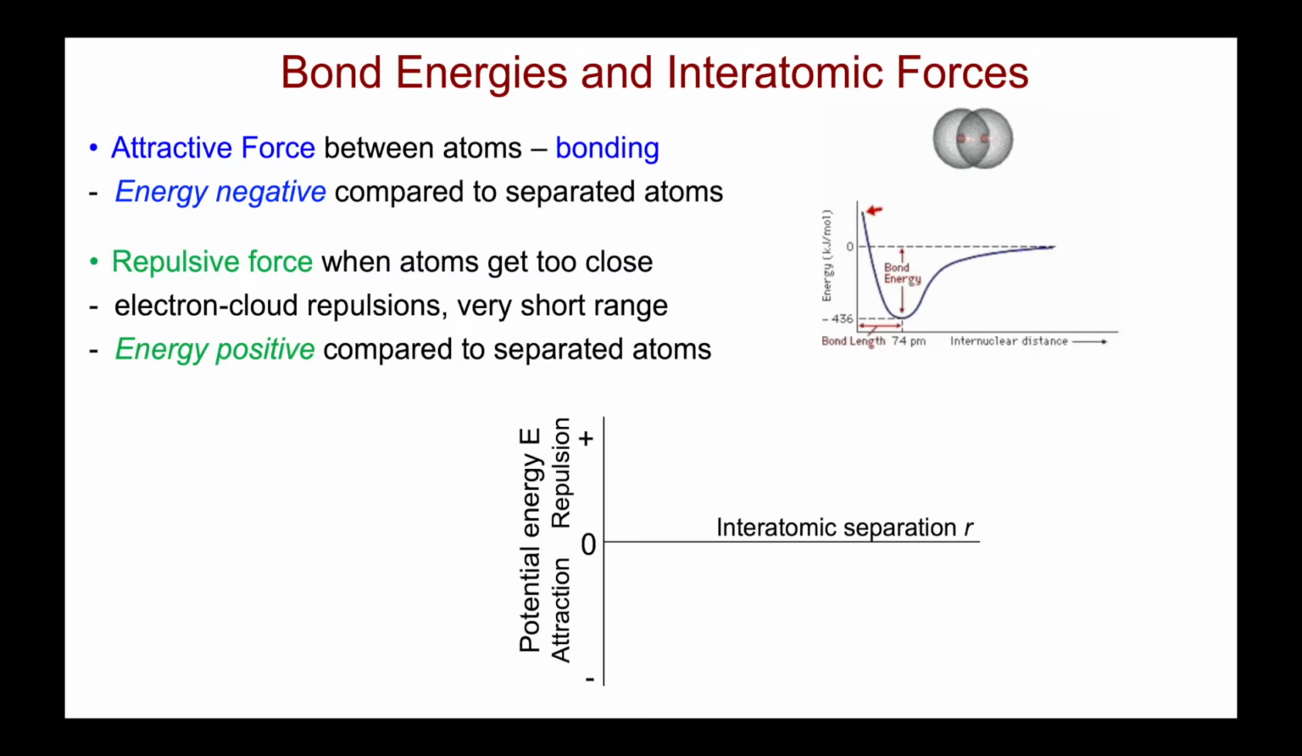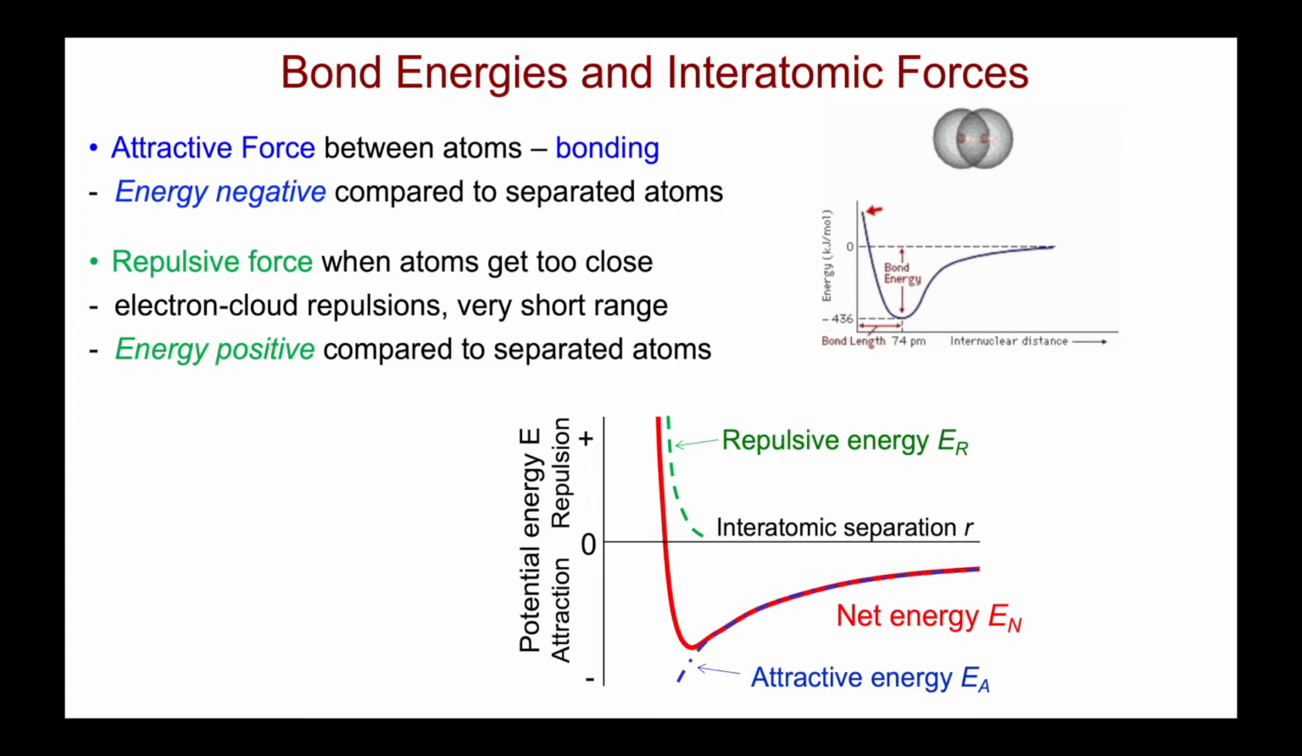Let's plot these two different energies as a function of the separation. First, the attractive energy. These are the bonding forces providing a driving force for the atoms to attract each other. And then at that shorter distance, we have a repulsive energy which rapidly increases at the shorter distance. And then the overall or net energy, the overall bond potential shown in red, is the addition of the two.